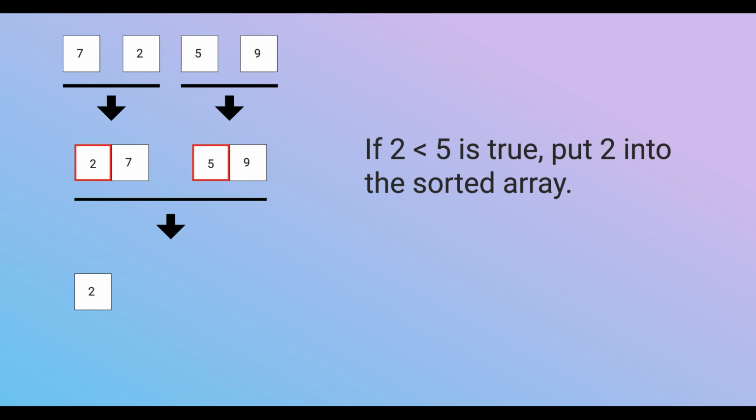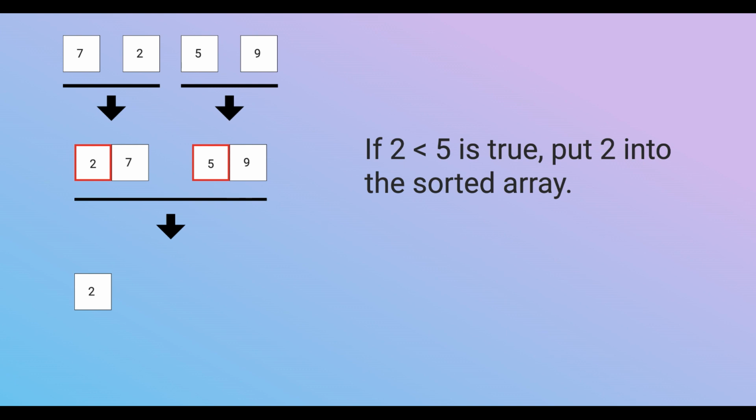Compare the first element of the first subarray and the first element of the second subarray. If the first element of the first subarray is less than the first element of the second subarray, put it in a new sorted subarray. In our case, 2 is less than 5. We put 2 in a new subarray.